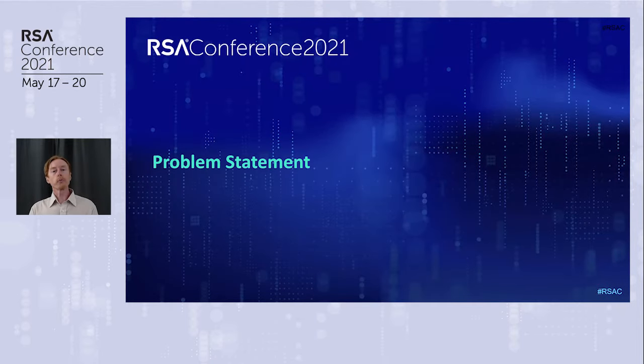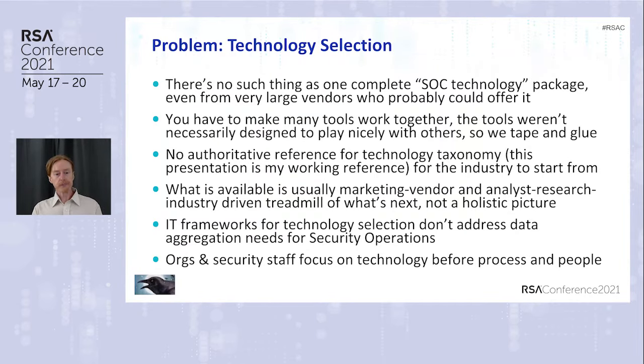So let's start off with why I'm even doing this. I see a problem globally of selection of technology. And I'll talk about a couple of examples of this in a moment. What I have found when helping people to build out their security operations centers is that even if I go to a very large vendor who probably owns all the various technology that I'm going to talk about, I can't go to them and say, hey, I just want to buy the SOC package. Give me everything. Doesn't exist.